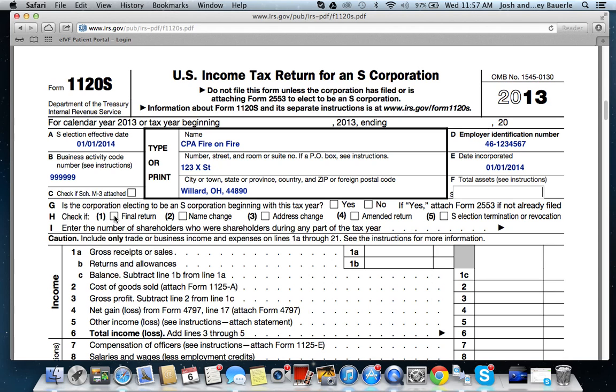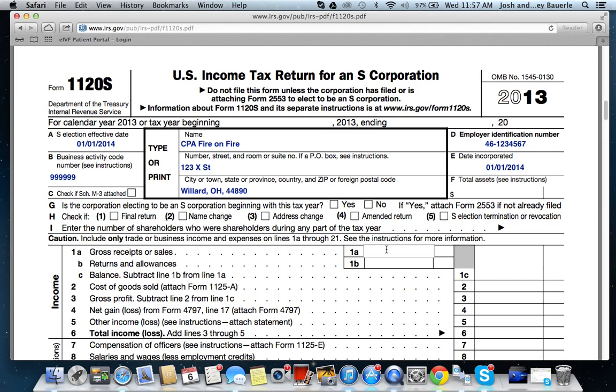Line H. Check box 1 if it's your final return. That would be if your business was going out of business and this was the last year that you had to file a tax return. Click box 2 if you had a name change during the current year, 3 if you had an address change, and 4 if this is an amended return. So if you already filed your return and you're just making changes to it now. And 5 if there's an S election termination or revocation. Okay, so that's the basics there.